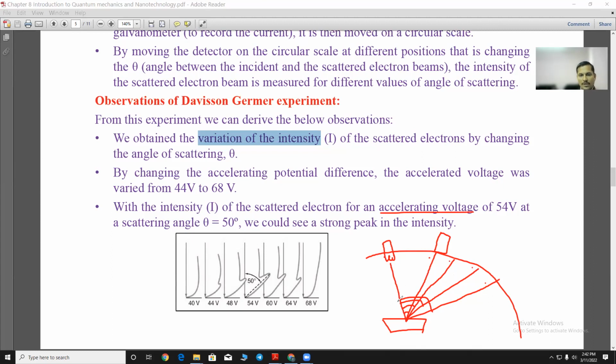After discussion of this, we are linking these things to Bragg's law. So I hope that you can recall it if I ask. So with the intensity I of the scattered electron for an accelerating voltage of 54 volt at a scattering angle theta equal to 50 degree, we could see a strong peak in the intensity.